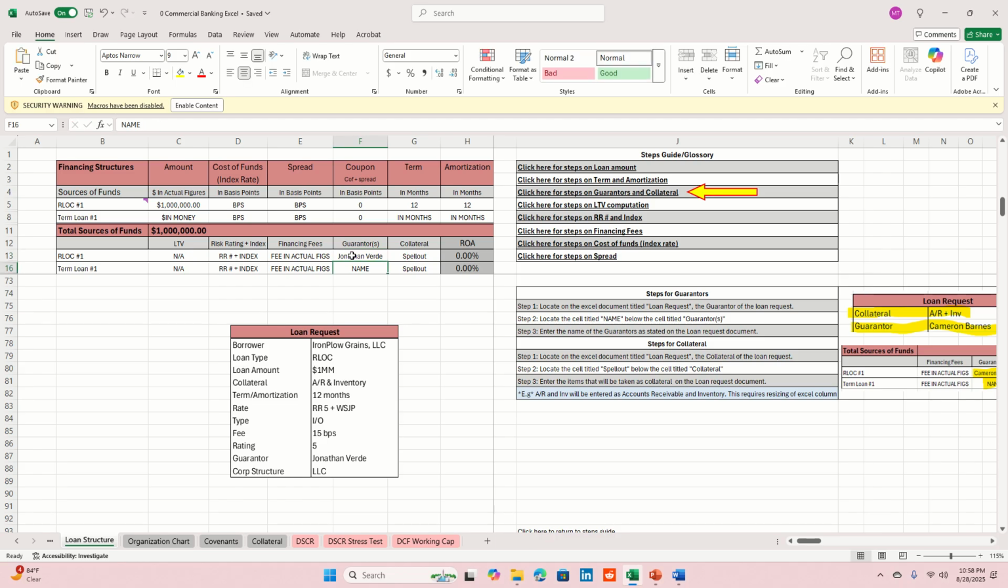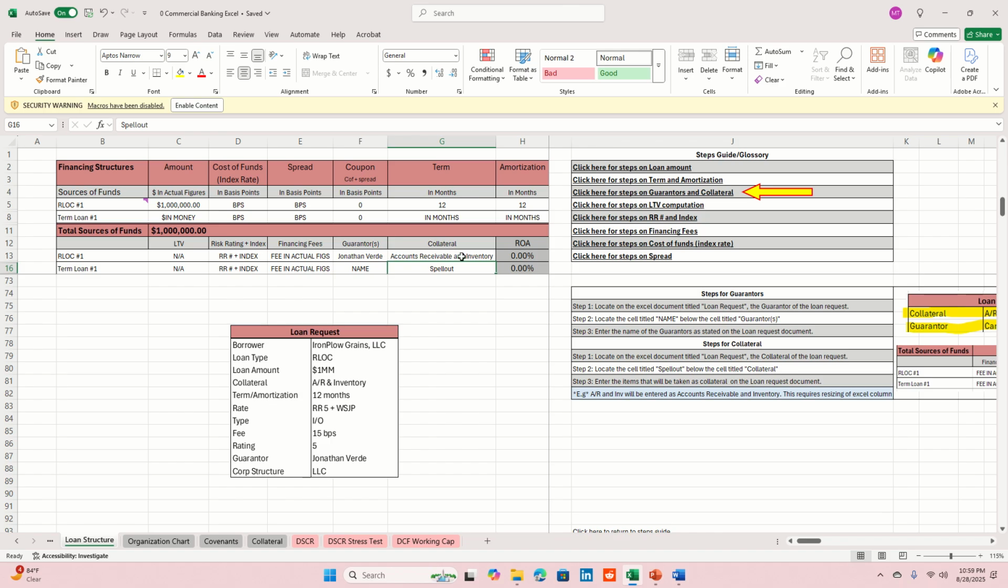Jonathan Verde. And then we have collateral, accounts receivable, and inventory. I just double clicked here and that spread it out for me. It auto fits. Okay, so now we're going to go down to loan to value computation.